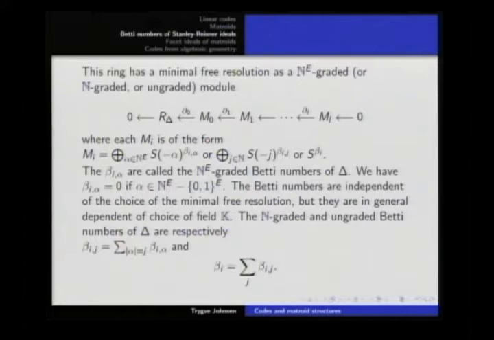And if you just sum up this for all these alphas with cardinality j, you get the twist S of minus j there, the contributions to that twist. And that gives you beta_ij. And if you sum up absolutely everything in position i, then you get beta_i. So there are 3 levels of Betti numbers.